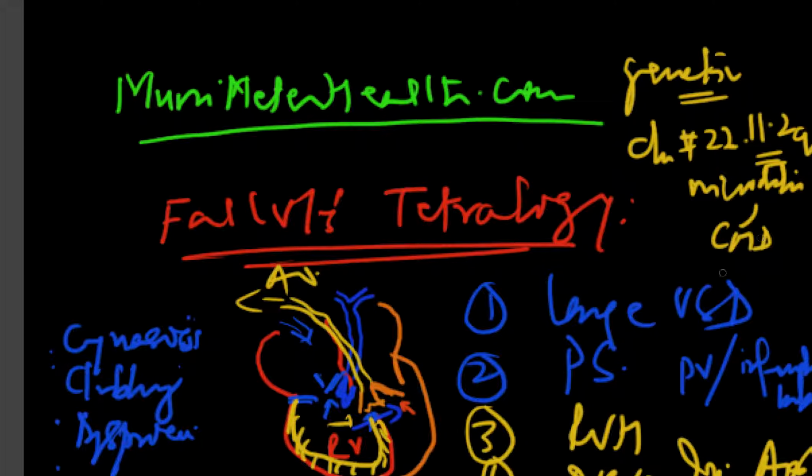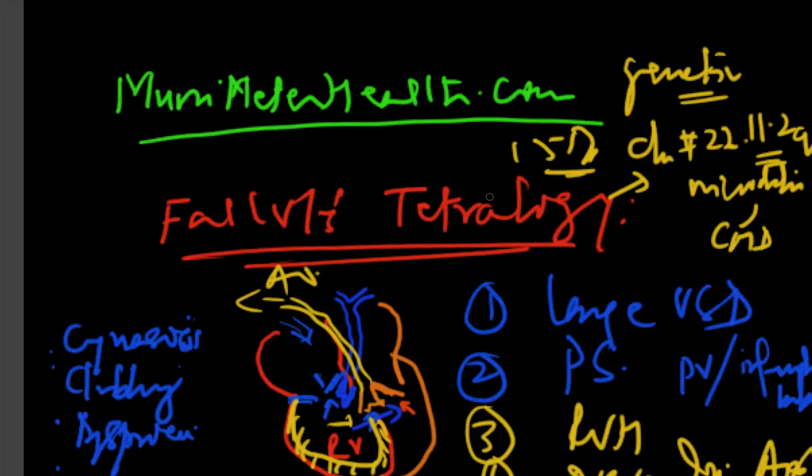So it's one or the other. However, this abnormality of the chromosome, the anomaly, is present only in 15%. It's not present in all of them. 15% of the Fallots will have chromosomal abnormality, which is 22q11.2, if you will, on the q arm of the chromosome.